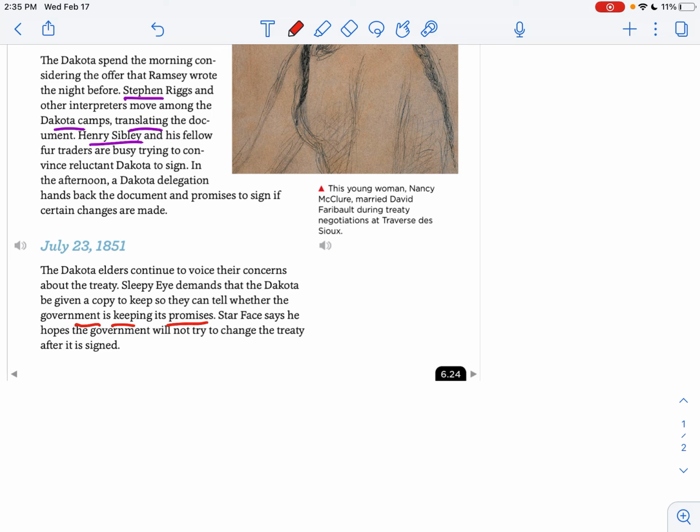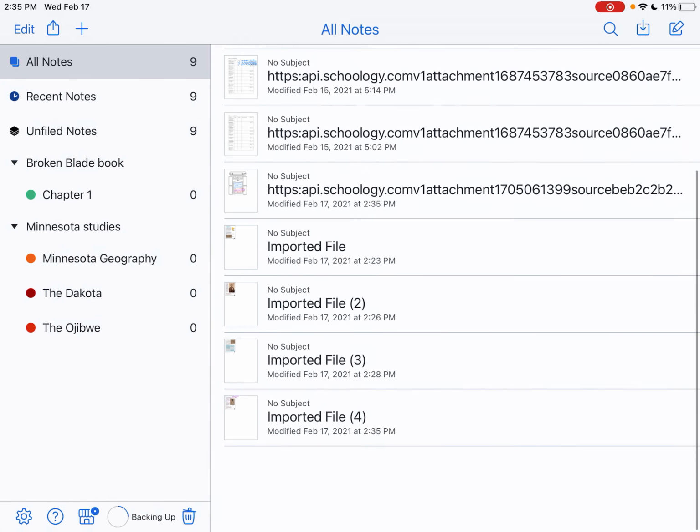Yeah, you go ahead and sign a treaty. You want a copy of that because you don't trust the other person not to make changes. Starface says that he hopes the government will not try to change the treaty after it's signed. Woohoo! These guys are smart.